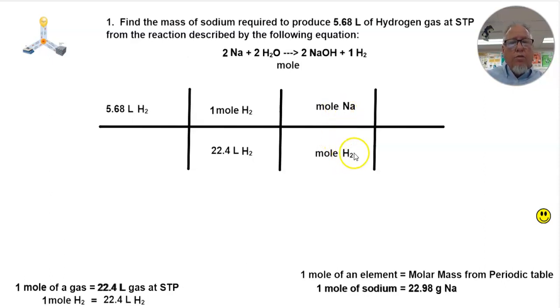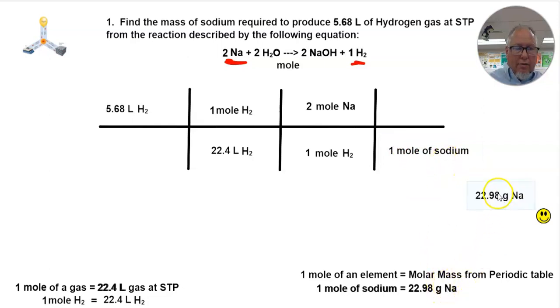In order to go from moles of one thing to moles of something else, you need the balanced equation. So when I am looking at my balanced equation, moles of sodium are right here. Moles of hydrogen are right here. So I need 2 moles of sodium for every 1 mole of hydrogen. And finally, now that I have moles of sodium, I can use the conversion factor to go from element to mass.